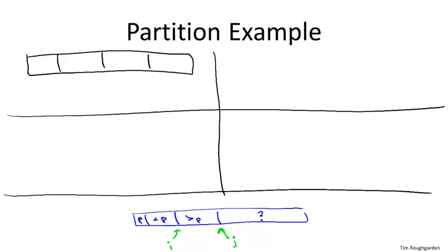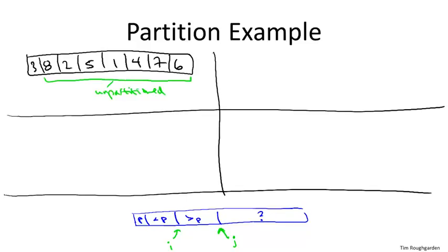So let's use our running example array. Stuff is pretty simple when we're starting out. We haven't looked at anything, so all of this stuff is unpartitioned. And i and j both point to the boundary between the pivot and all the stuff that we haven't seen yet.